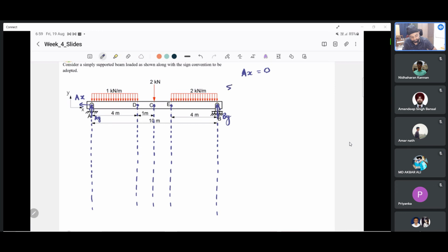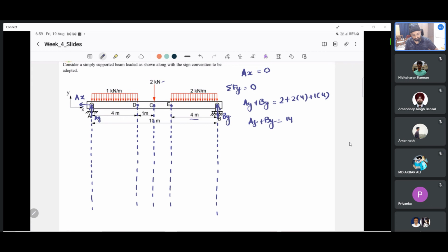Sigma Fy equals 0 gives us Ay plus By equals what? 2 kilonewton. Then we are supposed to account for 2 into 4, 2 into this length 4, because that is the total force that is applied, plus 1 into 4. So Ay plus By comes out to be 2 plus 8 plus 4, 14.